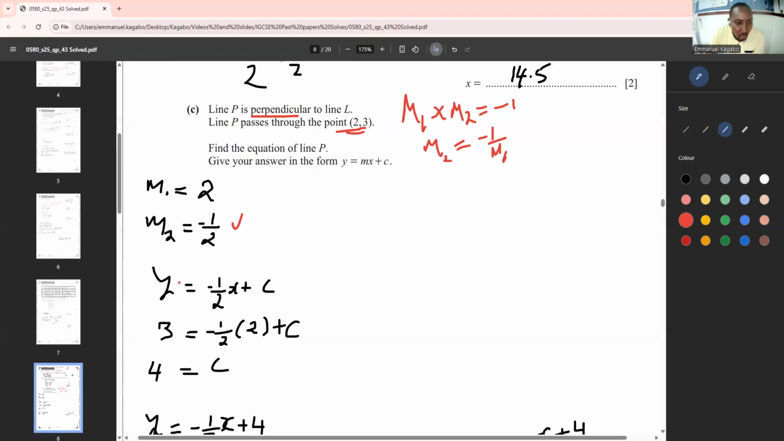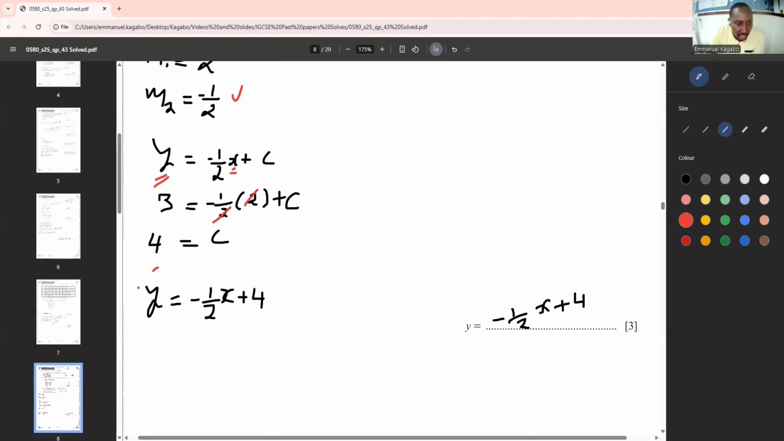Good. So y equals -1 over 2 x plus c. I'm using that. Now, y is 3, so you put 3 here, and x is 2. Substitute here. X is 2, y is 3. When I multiply here, I'm going to have negative 1. When I take it to the other side, it will be 4. So my c will be that. This is the equation perpendicular to the line L.